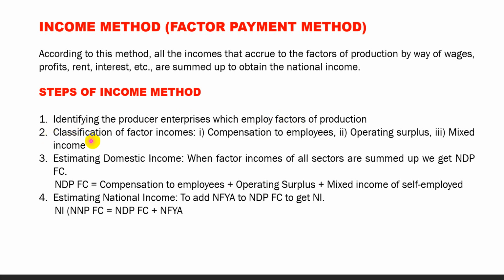Second step, classification of factor incomes. Factor incomes or factor payments are generally classified into compensation of employees, also known as income from work, operating surplus, and mixed income.